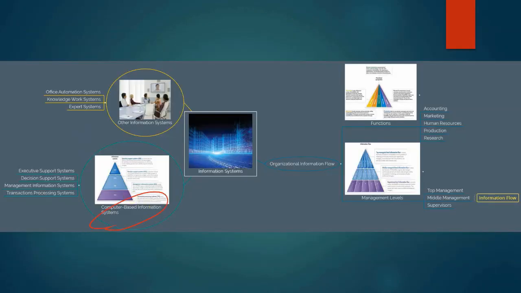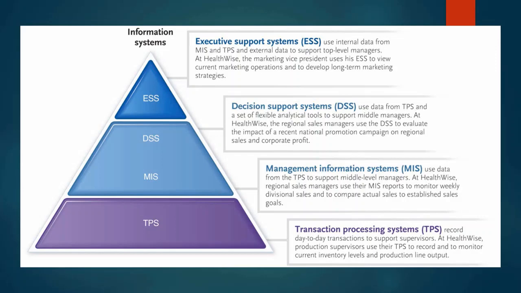Next, we have what's known as computer-based information systems. At the very bottom, we have TPS, transaction processing systems, which record the day-to-day transactions to support supervisors. So at HealthWise, production supervisors use their TPS reports to record and monitor current inventory levels and production line output. Your TPS will record your sales orders. They'll be in charge of filling up and providing reports on your accounts receivable and your inventory, which helps build your income statement, balance sheet, etc.